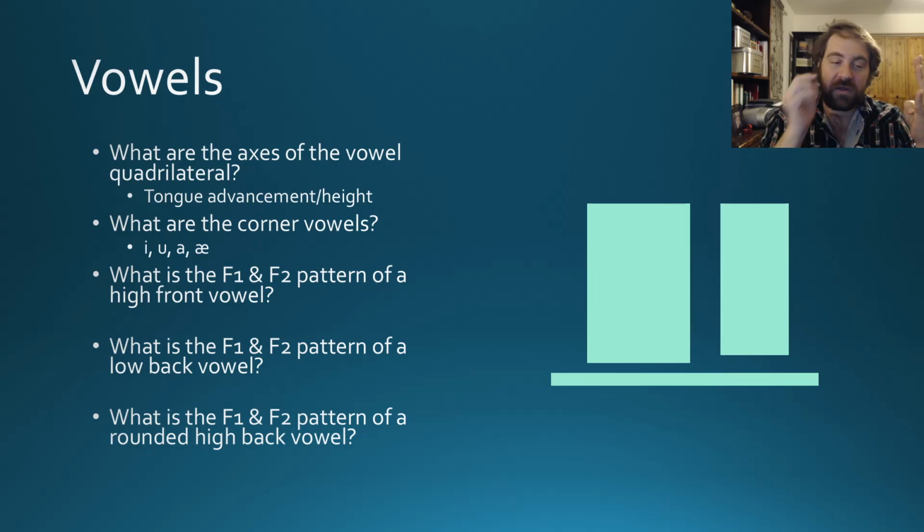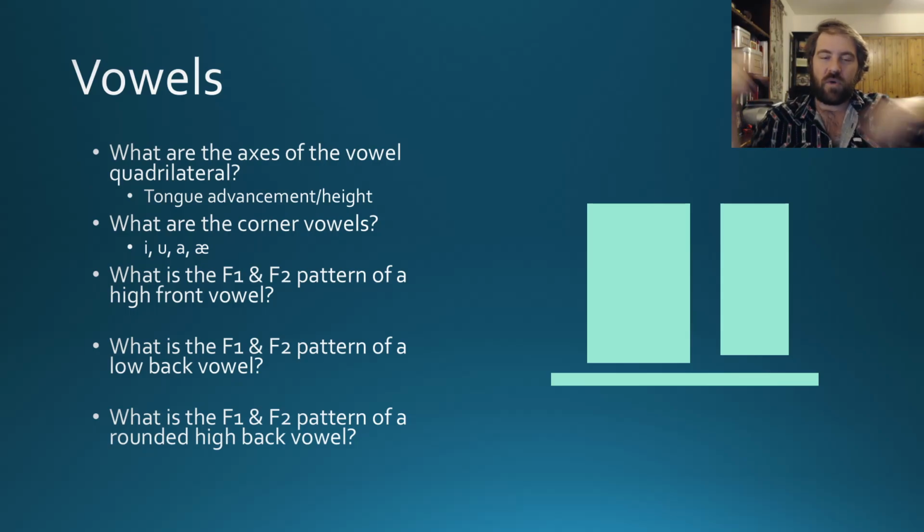And what's right in the middle? Schwa. So schwa is kind of like sitting in the middle. It's the nexus. And then everything moves out from the schwa.